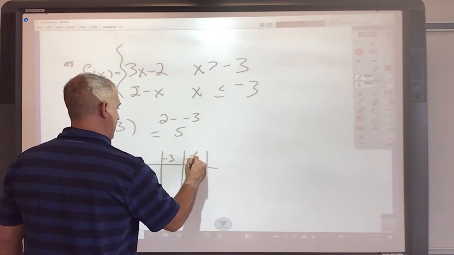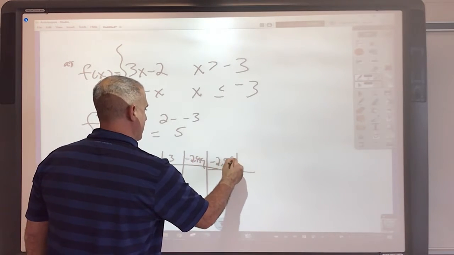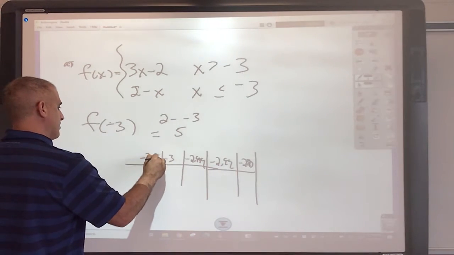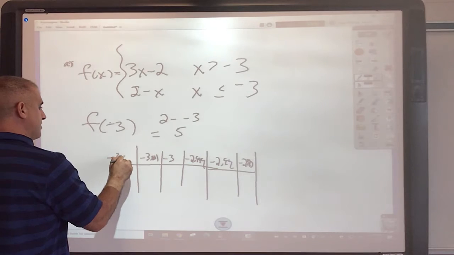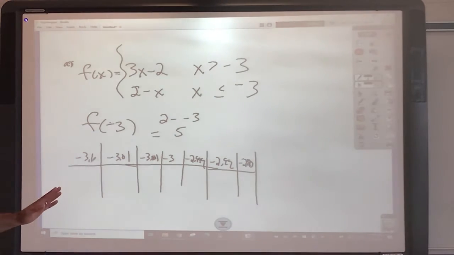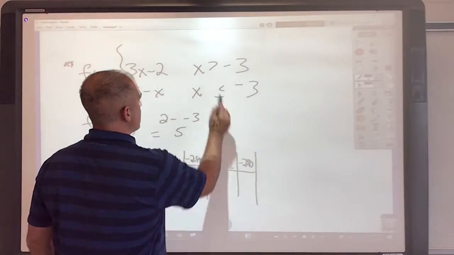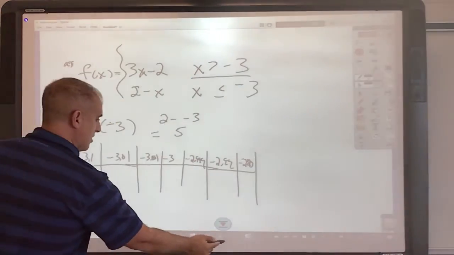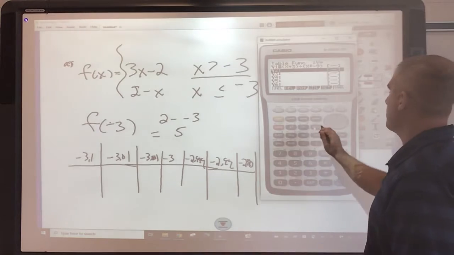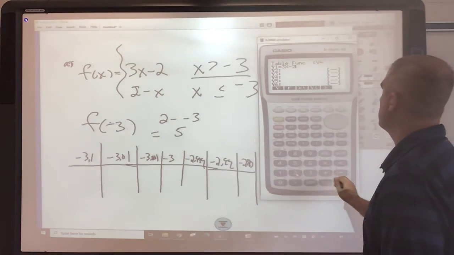Let's go negative 2.999, negative 2.99, negative 2.9, negative 3.001, negative 3.01, and negative 3.1. Now you gotta be careful here. Which side, this side here are the greater numbers. So I'm gonna use this function to evaluate this side. Okay? So I'm gonna go back, I go 3x, minus 2.